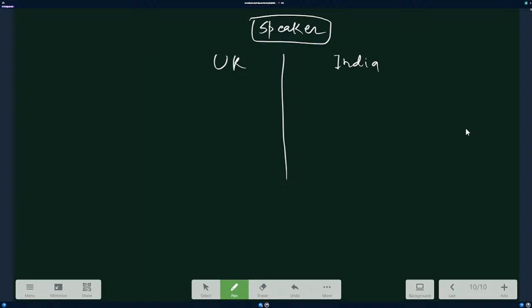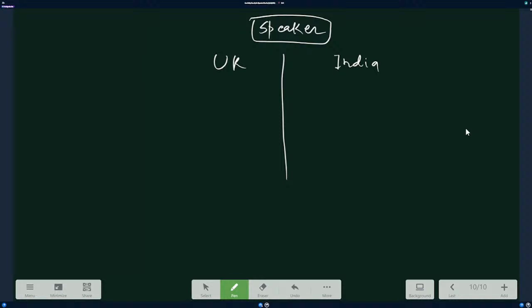Then the rules and procedure of the business of the Lok Sabha, and then the conventions that we have developed for the parliamentary democracy in India. Now let me talk about the Speaker in UK and India. If you look at UK, whenever a member of the house is elected as a Speaker, then he has to resign from the party membership. But in India, whenever a member of the house is elected as a Speaker, it is not compulsory to resign.